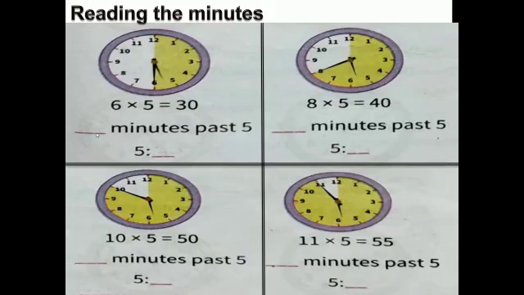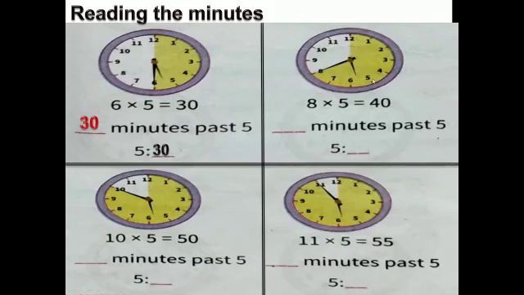Now we are going to just fill in the missing blanks. So here we have the short hand in between 5 and 6 and the long hand denotes 6. So to find the minutes, we have to multiply this number with 5. So 6 5s are 30. So we can read the time as 30 minutes past 5 or 5:30.